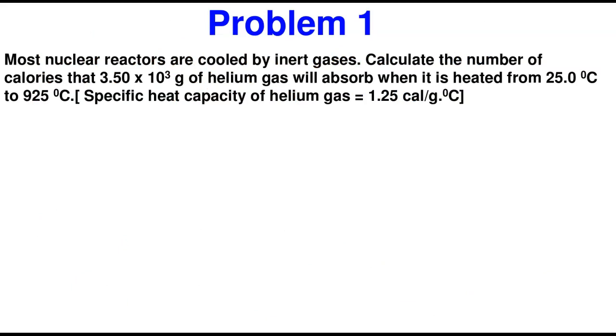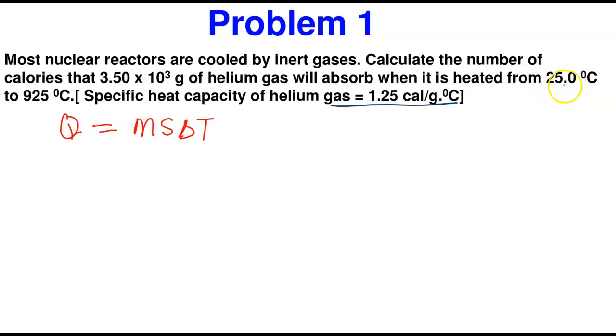Now, it says most nuclear reactors are cooled by inert gases. It says calculate the number of calories that 3.50 times 10 to the power 3 grams of helium gas will absorb when it is heated from 25 degrees Celsius to 925 degrees Celsius. And the specific heat capacity is given to be this. Remember again, anytime you see a change in temperature and there's no mention of change of state, we're going to use which formula? Remember, Q will be mass times specific heat times a change in temperature.